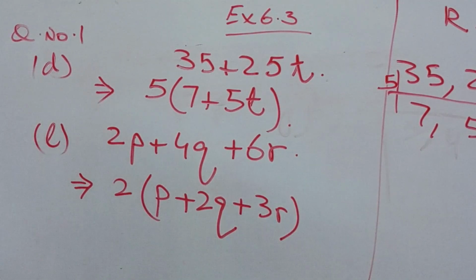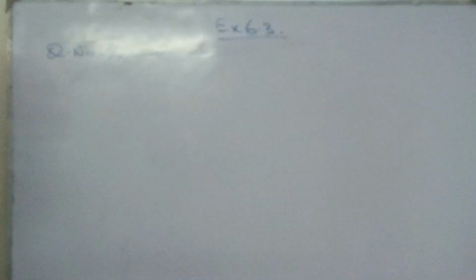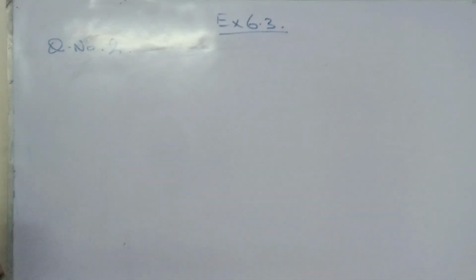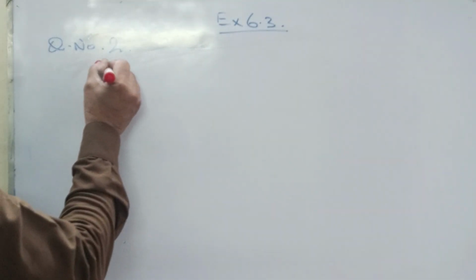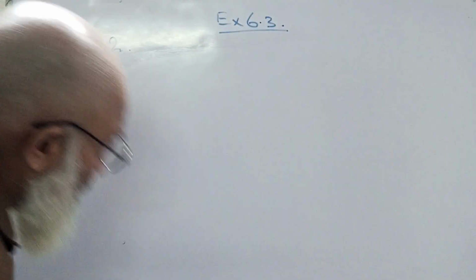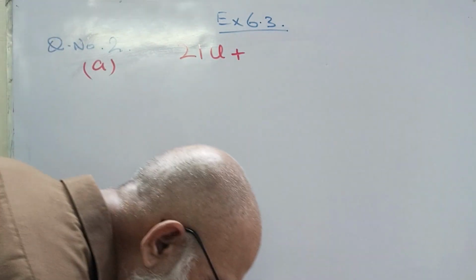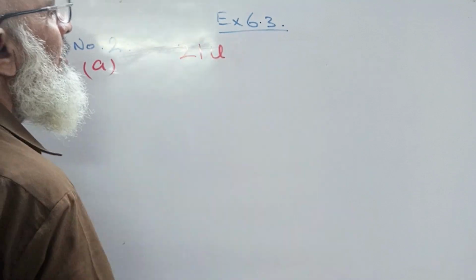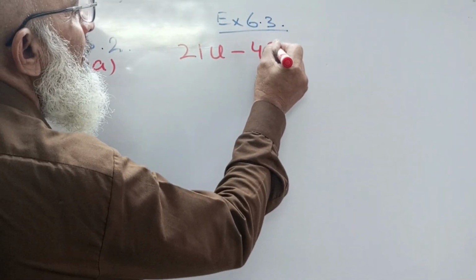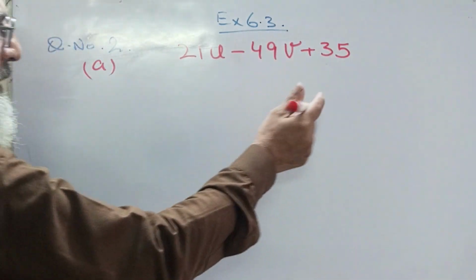Let me now take question number 2. My dear students, I have already completed question number 1. Let me proceed to question number 2, and I will take part A. Part A is 21u minus 49v plus 35w.